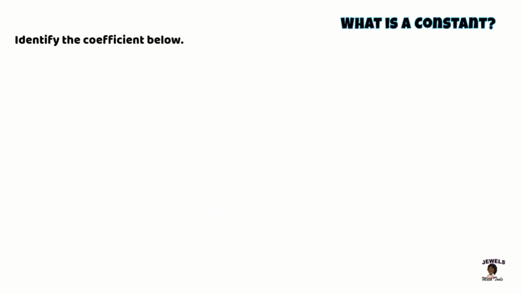Let's look at some more examples. What about in this expression? What is our constant? And if you guess none, you will be absolutely correct. Remember, the coefficient is always the number that is being multiplied to our variable. And in this case, we don't have a constant.